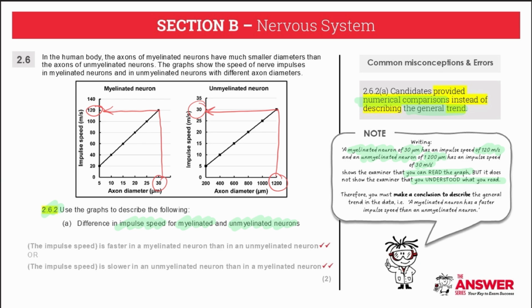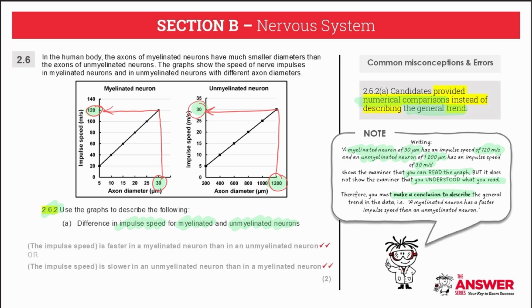The learner is expecting the marker to make the conclusion, when in fact they should make a conclusion by describing the general trend. So if this is a learner watching, if you write that, please continue that thought by actually just making a conclusion about what that would mean. And what it means is that in an unmyelinated neuron, even if its diameter is so much more than that of the myelinated neuron, it still has a very slow impulse speed compared to that of the myelinated neuron.